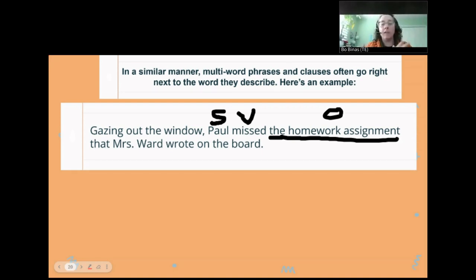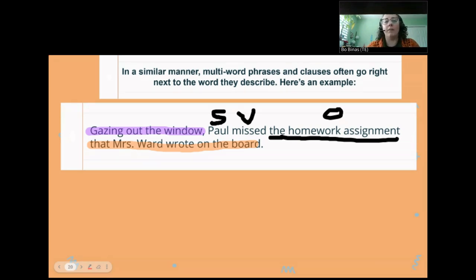Now we have lots of extra information. Okay? Lots and lots of extra information. So let me change my colors here. Let's pick blue for this one. So we have this extra information right there that I'm going to highlight in purple. And we have this extra information that I'm going to highlight in orange. So we have gazing out the window and that Mrs. Ward wrote on the board. So both of those things are adding information to different parts of the sentence. So let's start with the first one, gazing out the window.